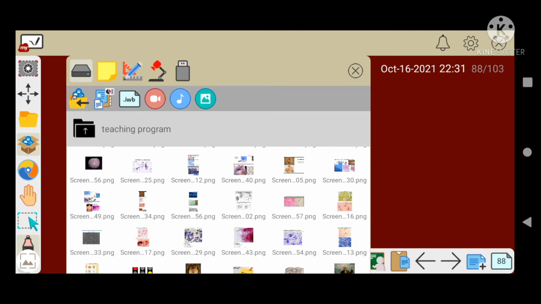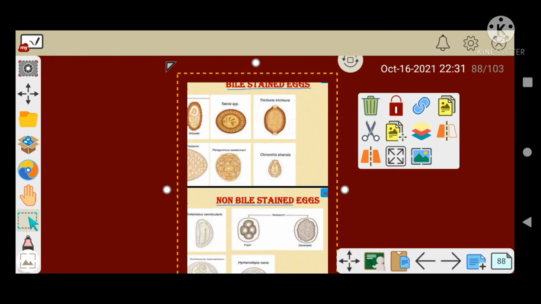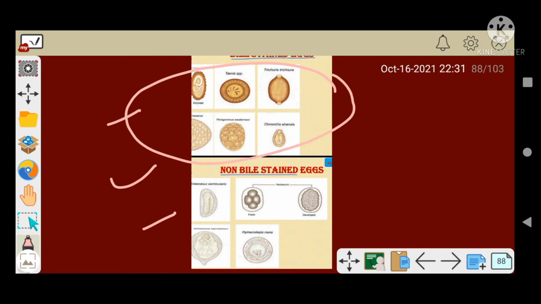So I will start with the images, guys. Okay, let's start with the last one. So this shows your very important slide showing bile stained versus non-bile stained eggs. These are your bile stained eggs. This one is important. It's a barrel shaped egg.